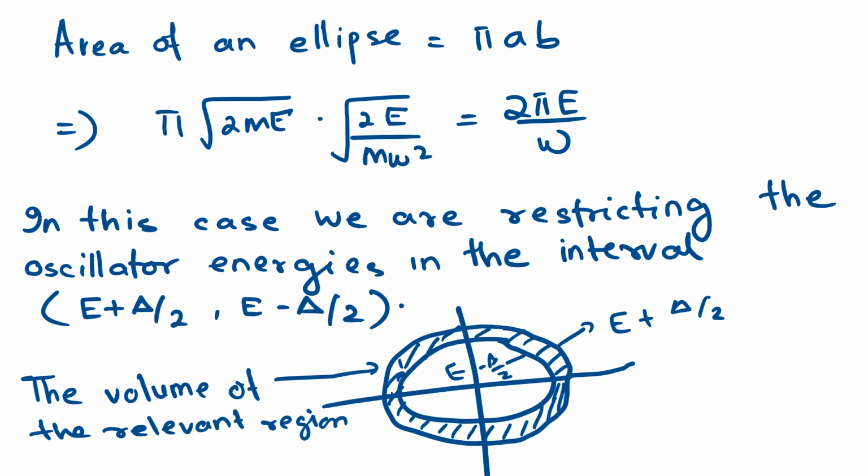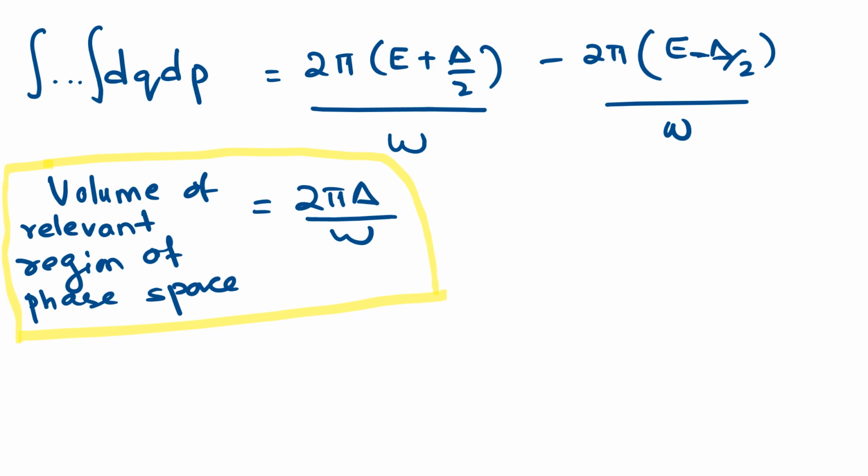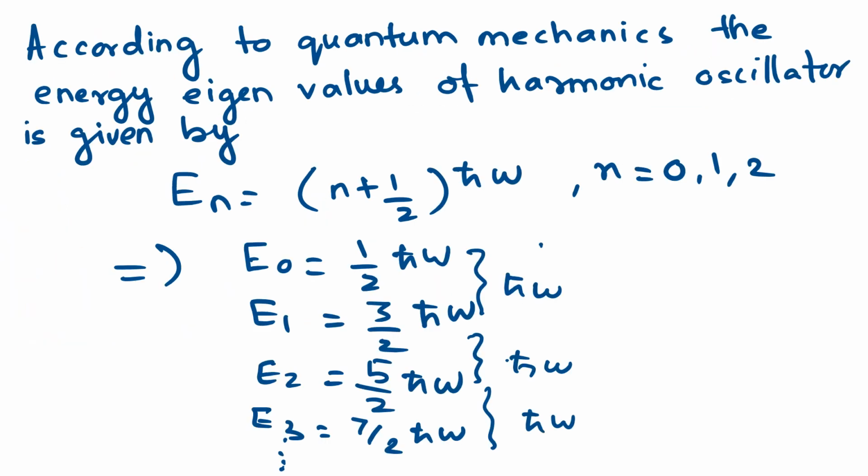Now in this case, we are restricting the oscillator energies to the interval E − Δ/2 to E + Δ/2. And you know why: because we are talking about a microcanonical ensemble. So the volume of the relevant region will be the difference between the two areas. The total volume of the relevant space will be 2π(E + Δ/2)/ω minus 2π(E − Δ/2)/ω. Here you get 2πΔ/ω. That is the volume of the relevant region.